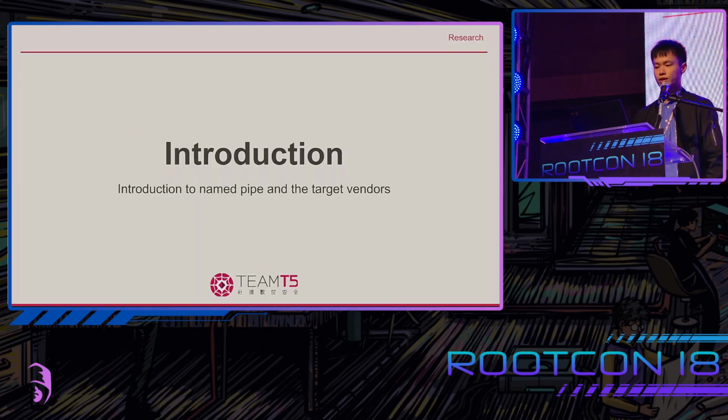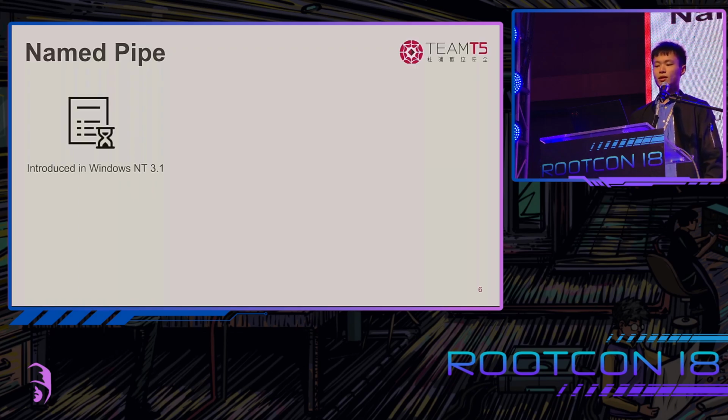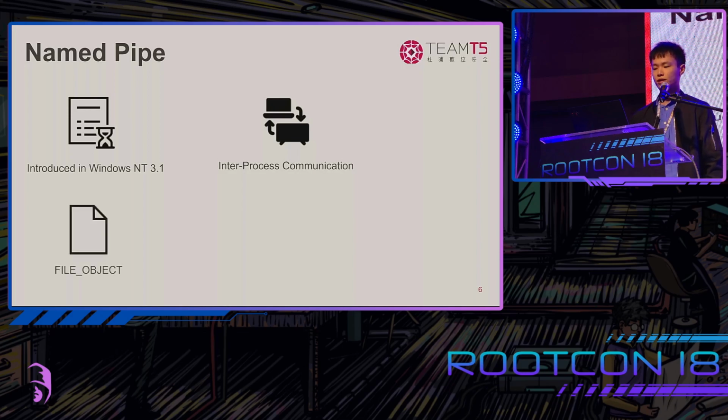First, I'll introduce named pipes and the VPN vendors affected by the vulnerabilities. Named pipes were first introduced in Windows NT 3.1, released in 1993, and have been in use for over 20 years. They serve as a method for inter-process communication within the system. A named pipe is essentially a file object, and its usage is similar to file operations. We'll see this later. The management of named pipes is handled by a Windows component called NPFS, which means named pipe file system.